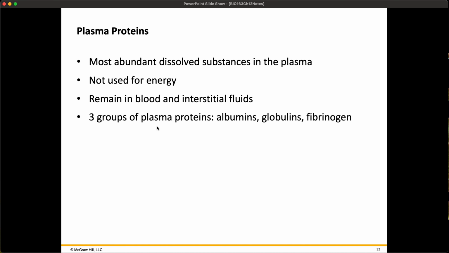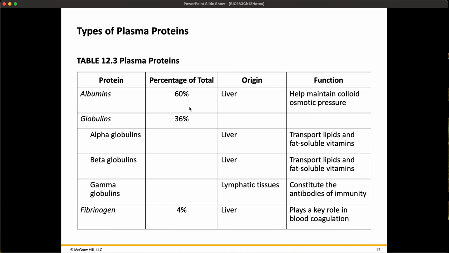And the three groups of those plasma proteins are your albumins, your globulins, and your fibrinogen. We'll see that albumins are there mostly for maintaining fluid balance, globulins for transporting things, and fibrinogen is really important for blood clotting. So again, here you go. Your albumins are most abundant. They maintain colloid osmotic pressure.